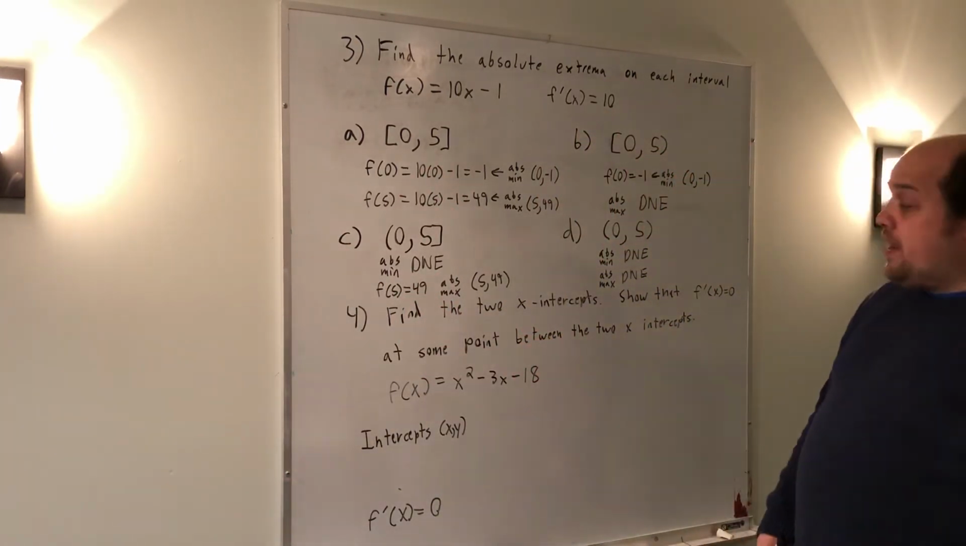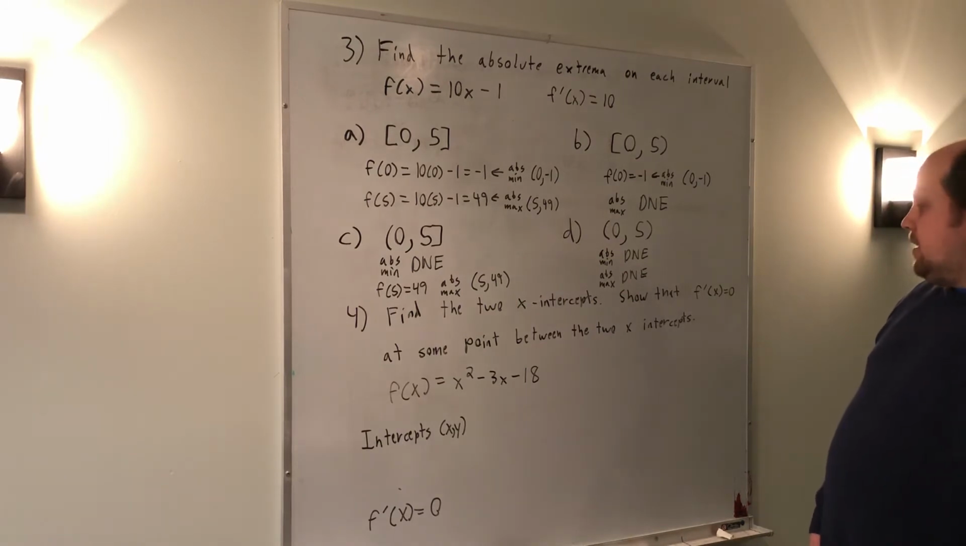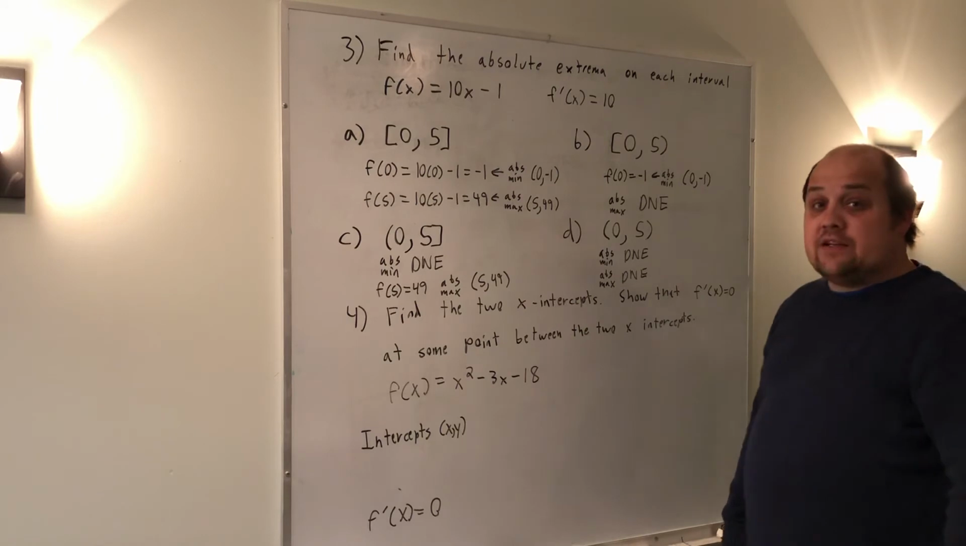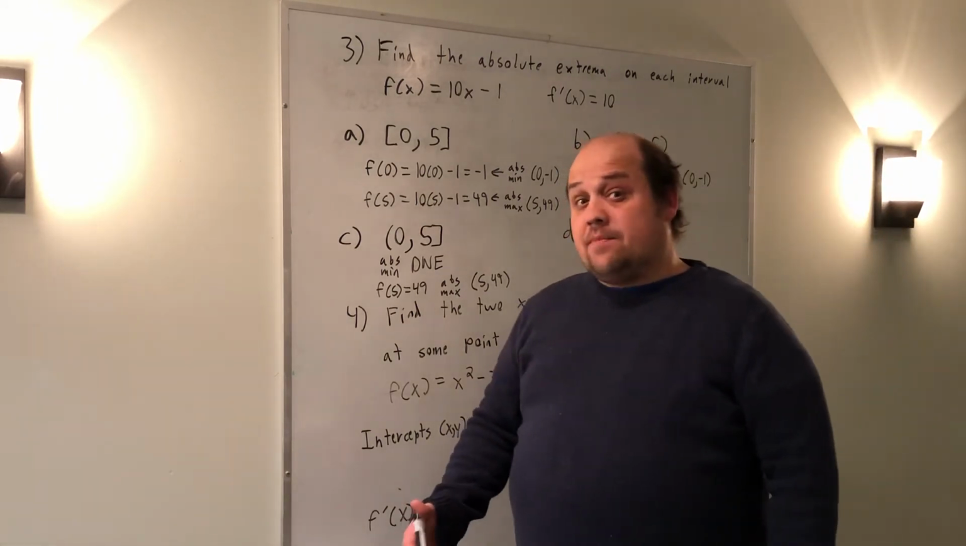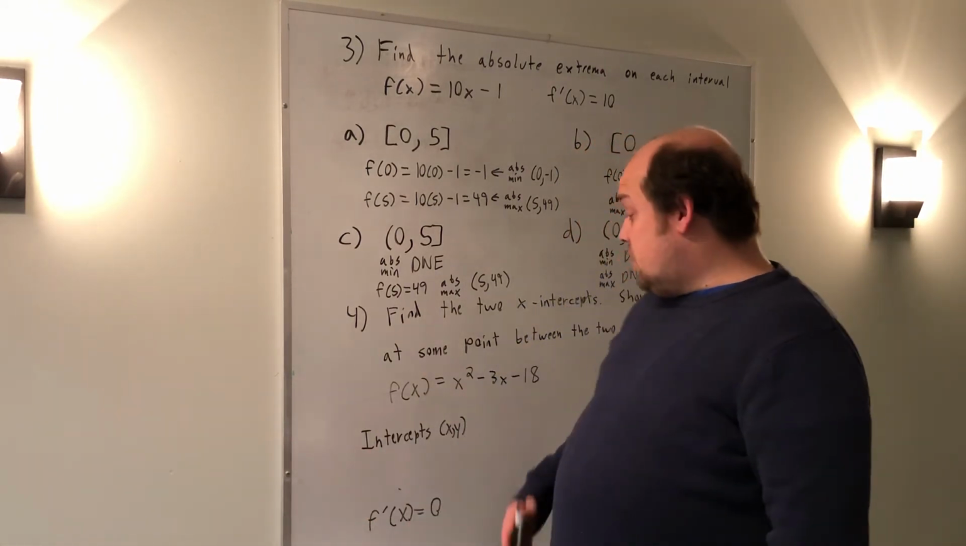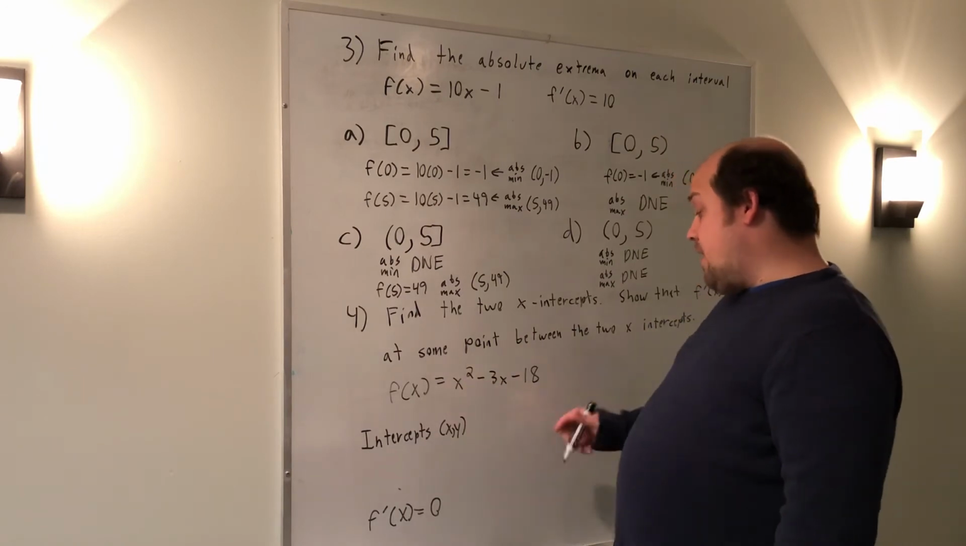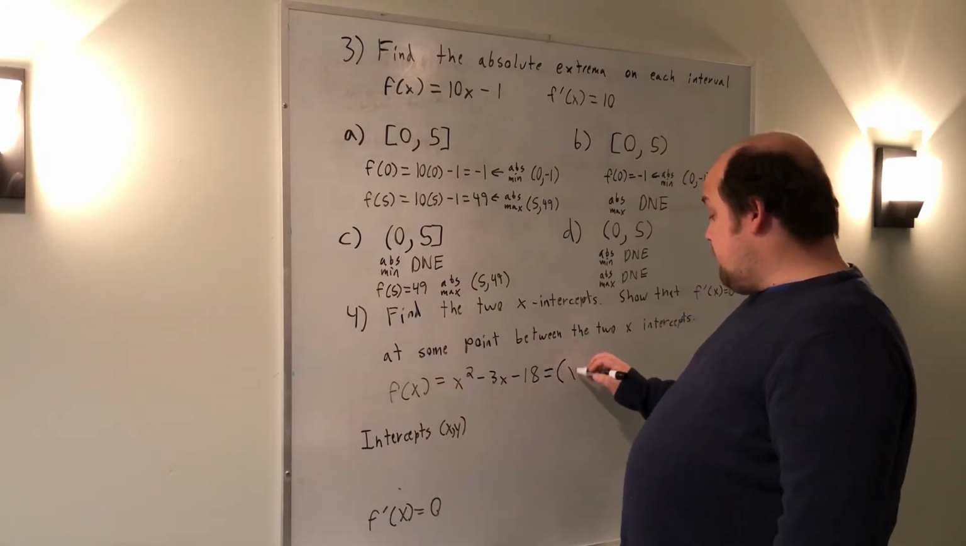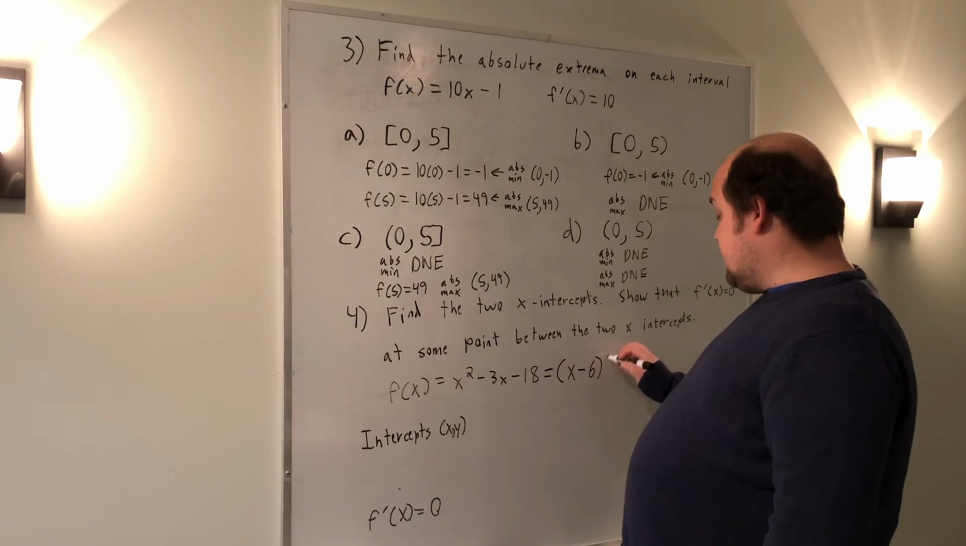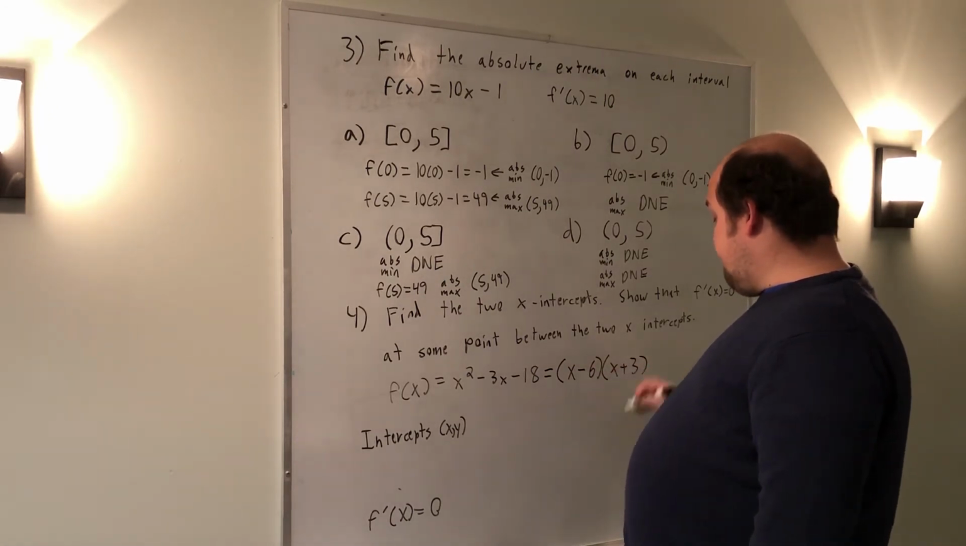For problem 4, it asked me to find the 2 x-intercepts, then show that f prime of x equals 0 at some point between the 2 x-intercepts. This is really asking me to use Rolle's theorem. So the first thing I'm going to do is factor f of x. This becomes parentheses x minus 6, x plus 3.